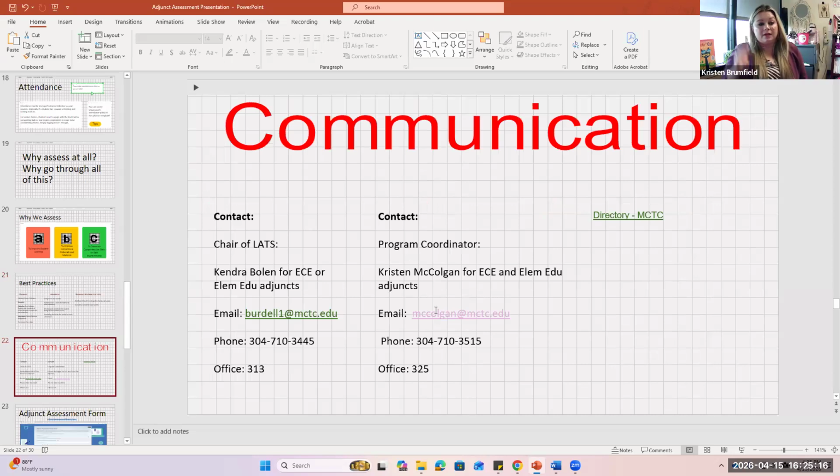As far as communication, you want to communicate, of course, with your program coordinators. My information is listed, and the chair on the left there that's listed, Chair of LATS, Kendra, her information is there, but also the directory. If this is not your area, ECE elementary, then check out your directory. But I imagine once you've already been hired, you're very familiar with who your program coordinator is.